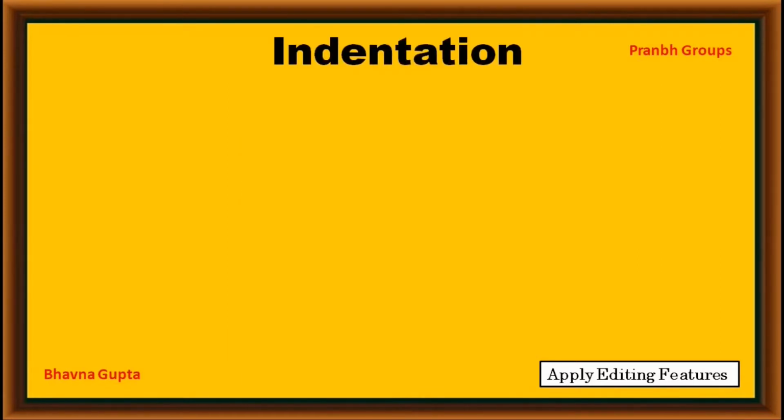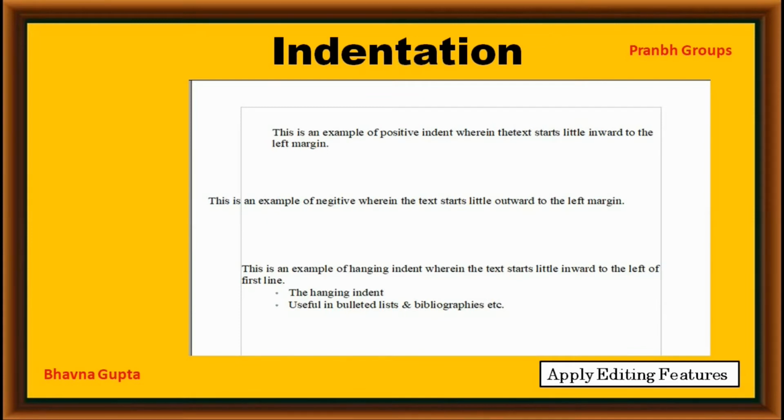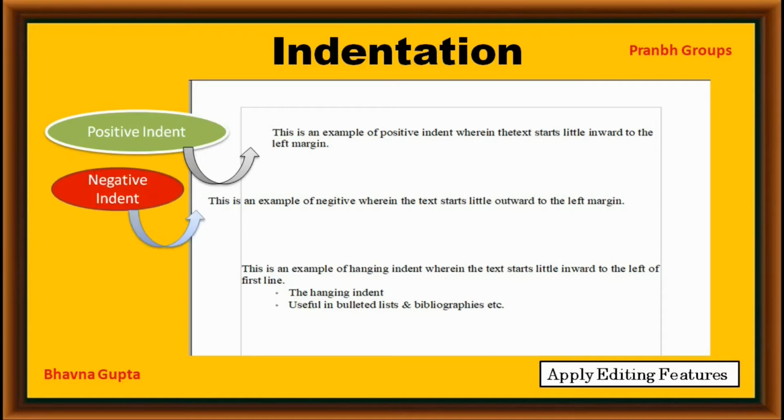Next one, indentation. The indent refers to the distance between the text boundaries and the page margin. There are three types of indent. First one, positive indent. With positive indent, the text area is always narrower than the space between the margins. That is, the text is a little inward from the margin. And second one, negative indent. The negative indent allows the text to extend into the margin. That is, the text is a little outward from the margin.